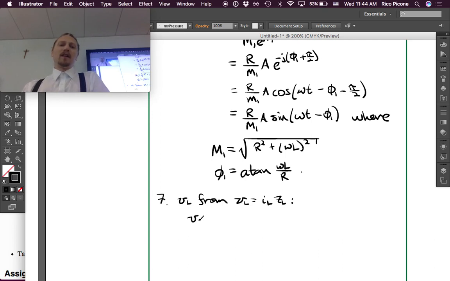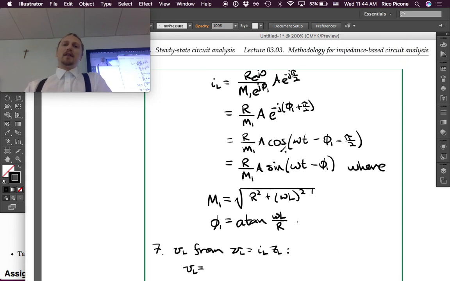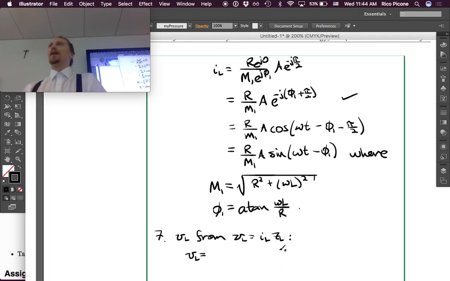So we know that VL is equal to IL times ZL. IL, we have all these different forms of IL. I'm going to recommend we use the phasor form of IL right here because we're going to combine it with ZL, which can also be represented as a phasor, and then we'll convert back to trig form. So VL is equal to R over M1 times A e to the minus j phi1 plus pi over 2.